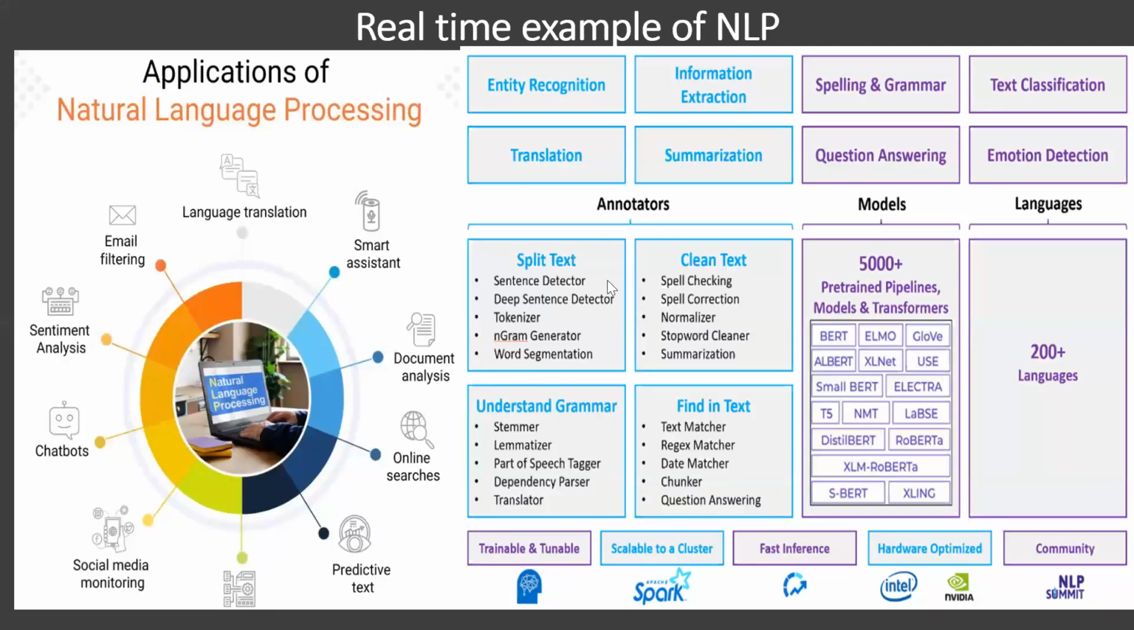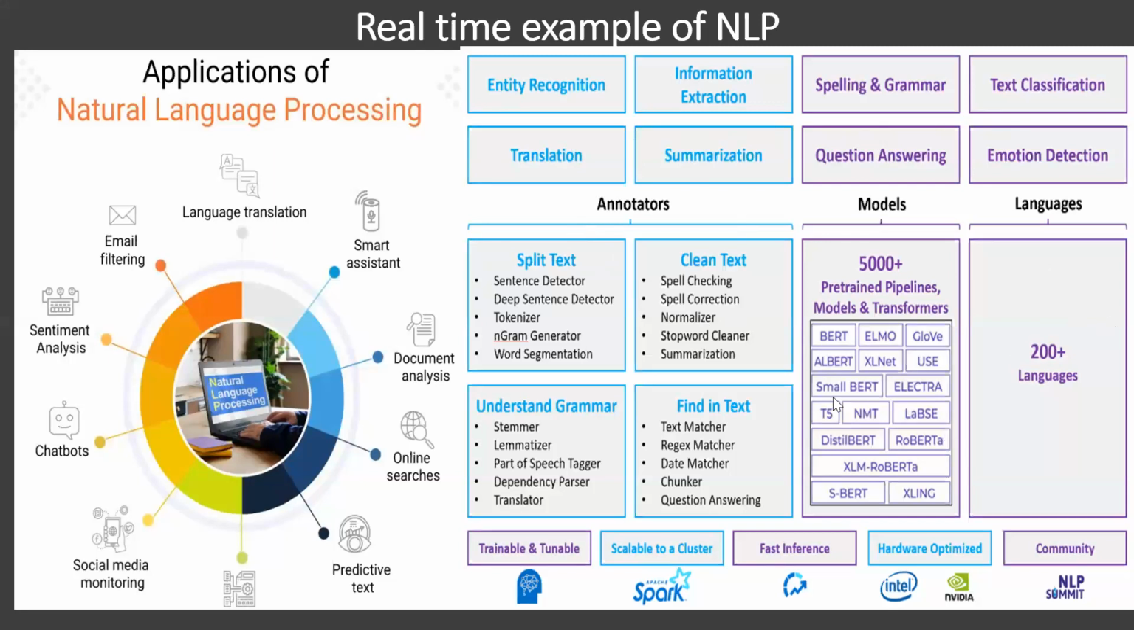So what are the technologies associated with NLP, like entity recognition, information extraction, spelling, grammar? Do you remember, guys, when you type on the phone or on the computer, the words are automatically spelled correctly? So who did this? It could be anything, guys. Text classification, translation, summarization, question and answering, emotion detection.